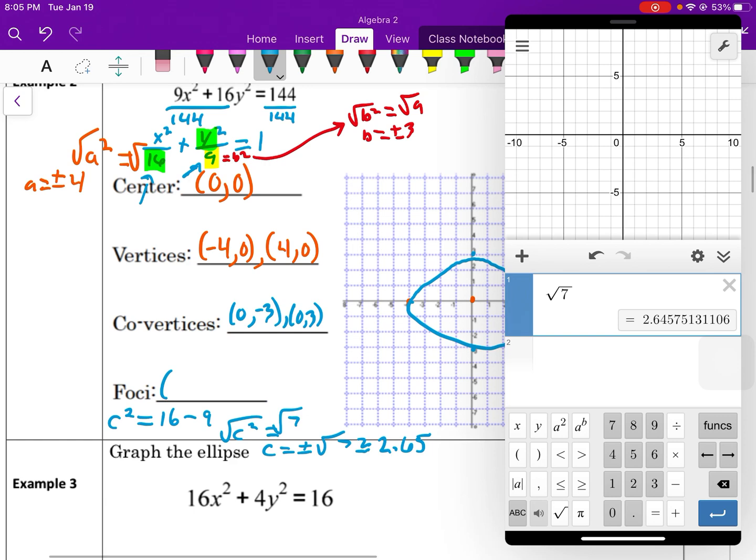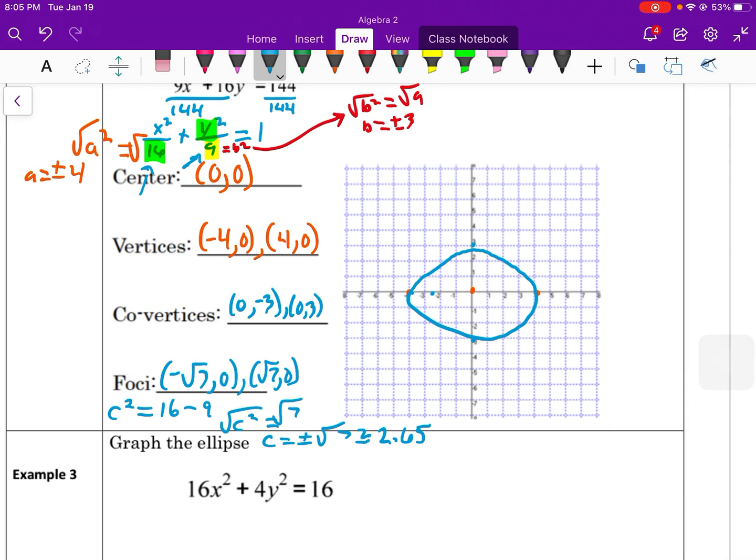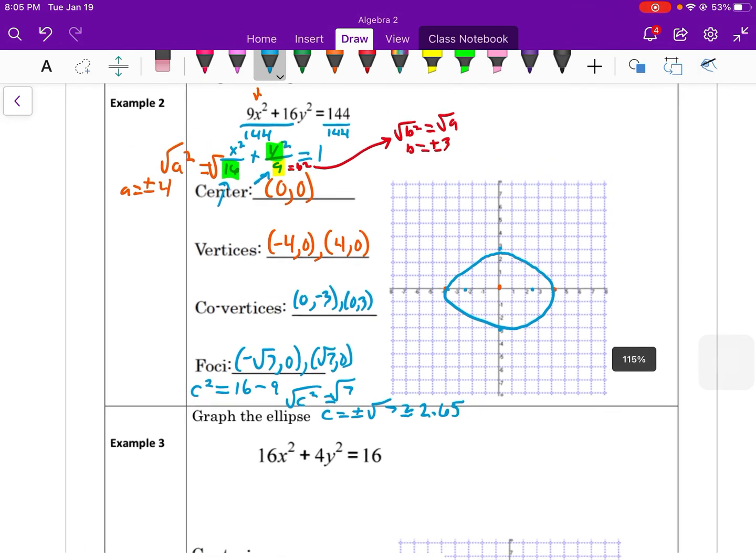And the foci live on the major axis, so this is minus radical 7, 0, and radical 7, 0. So that's 2.65 units this way and 2.65 units that way. All right.